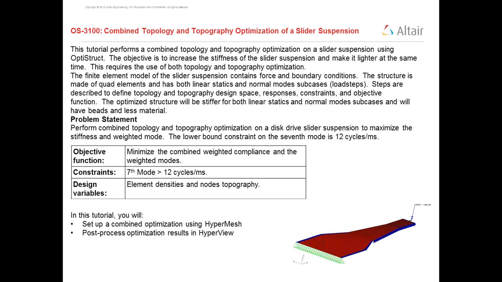material. So the problem statement is perform combined topology and topography optimization on a disc-drive slider suspension to maximize the stiffness and weighted modes. The lower bound constraint on the 7th mode is 12 cycles per millisecond. My objective is to minimize the combined weighted compliances and the weighted modes. My constraint is the 7th mode should be greater than 12 cycles per millisecond. My design variables are element densities and node topography. So in this tutorial we will see how to set up a combined optimization using HyperMesh, post-process the results in HyperView.